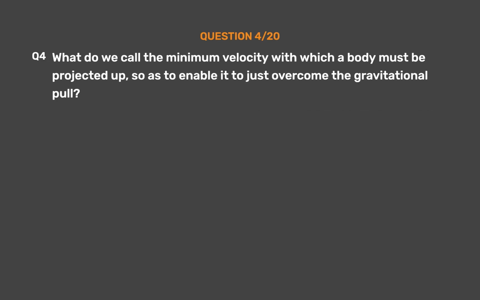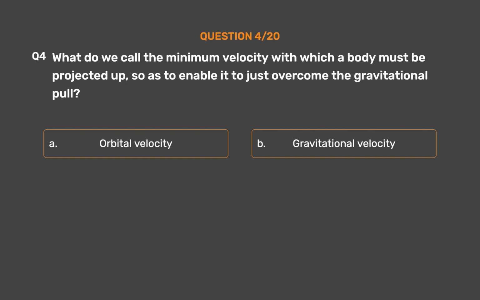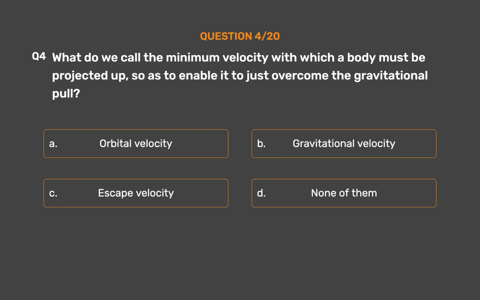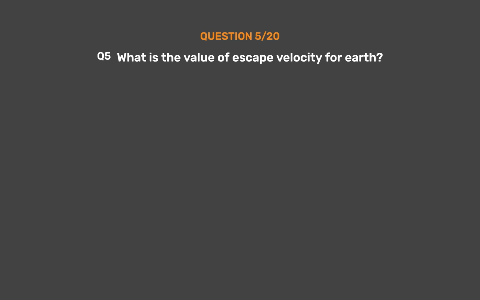Question number 4. What do we call the minimum velocity with which a body must be projected up so as to enable it to just overcome the gravitational pull? Option A. Orbital velocity. Option B. Gravitational velocity. Option C. Escape velocity. Option D. None of them. The correct answer is Option C. Escape velocity.